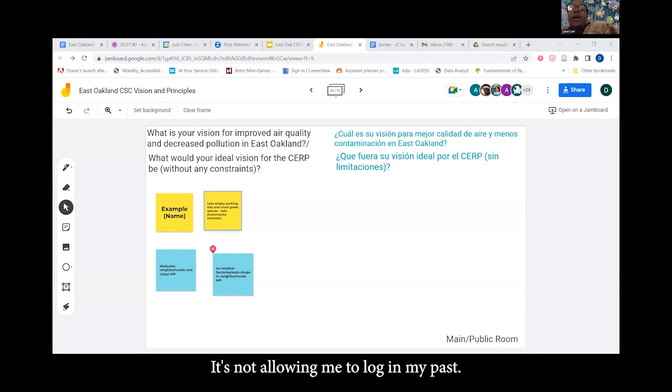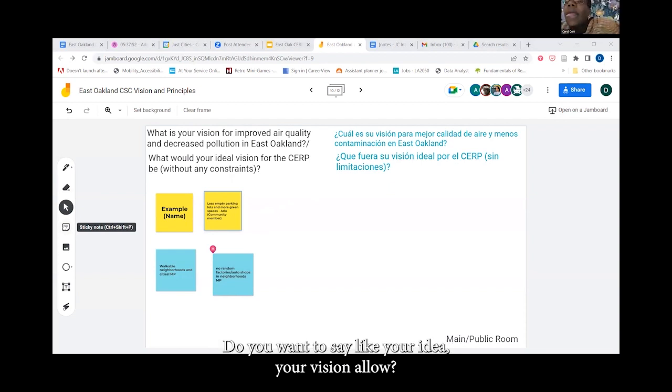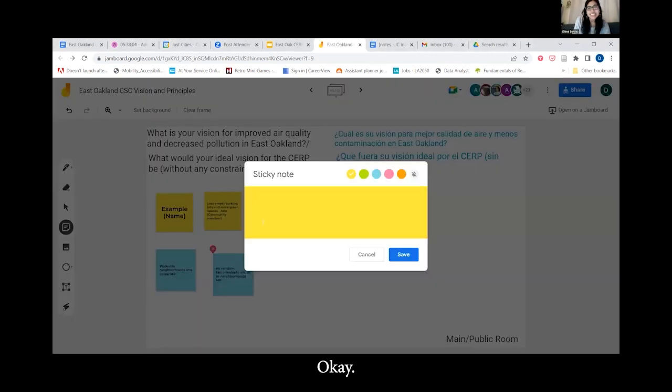Yeah, it's not allowing me to log in on my password. It keeps telling me that's not the right password. No worries. Do you want to share yours aloud or type it into the chat? Yeah, there was a little bit of a break in the audio. Okay, I'm going to just check in for a minute. Sorry.